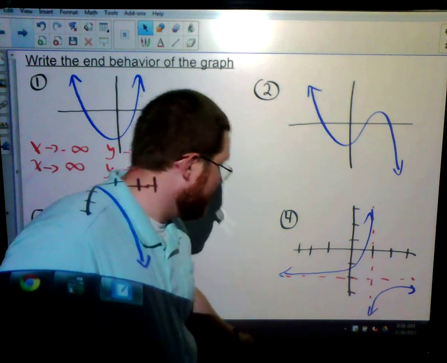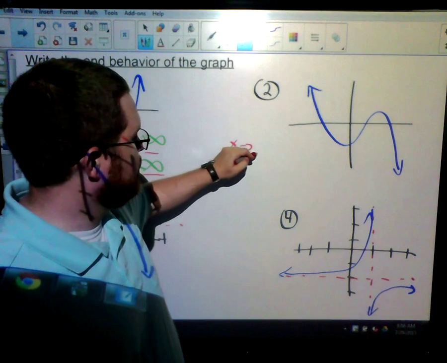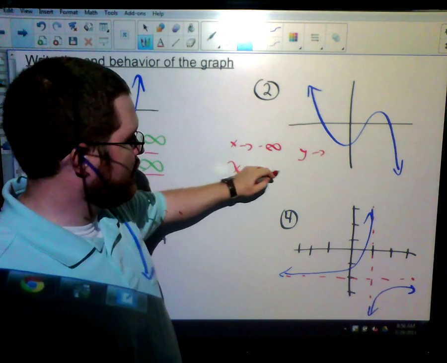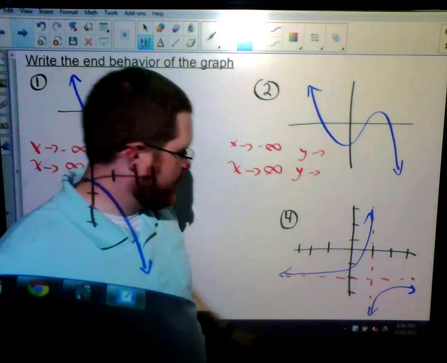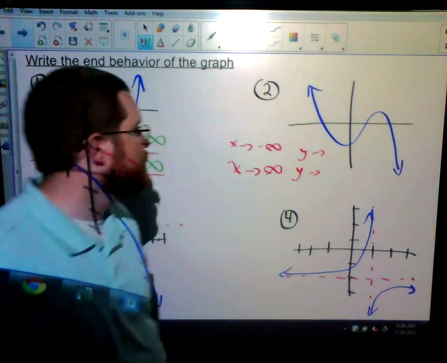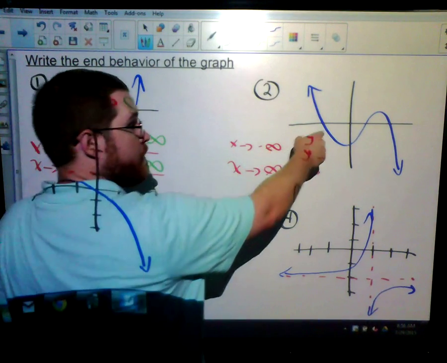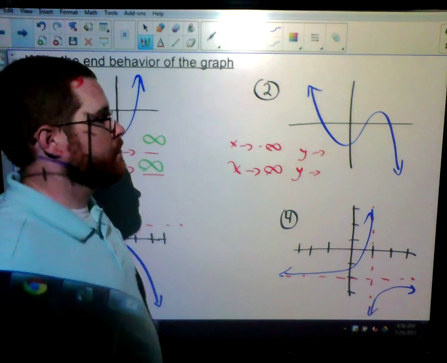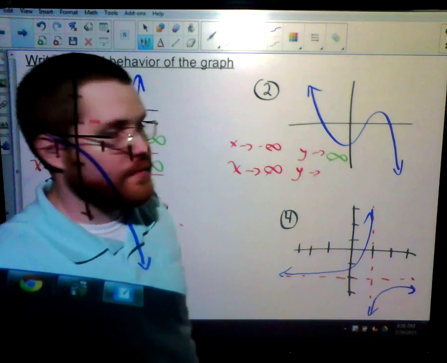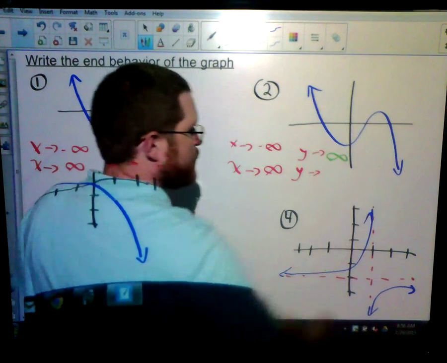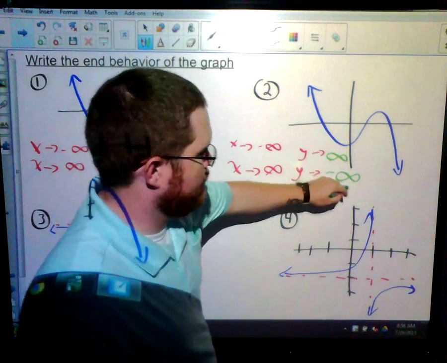Let's take a look over here. X goes to negative infinity, y goes to, and x goes to positive infinity, y goes to, and now let's fill in the blanks. As x goes to negative infinity, so the left side, what's the left side doing? It's going up forever. What's the right side doing? It's going down forever.